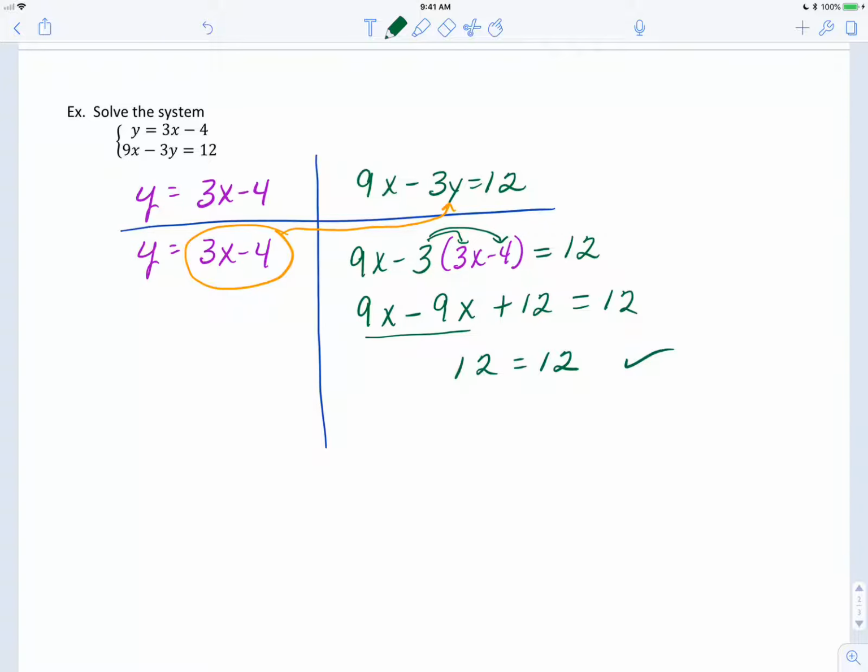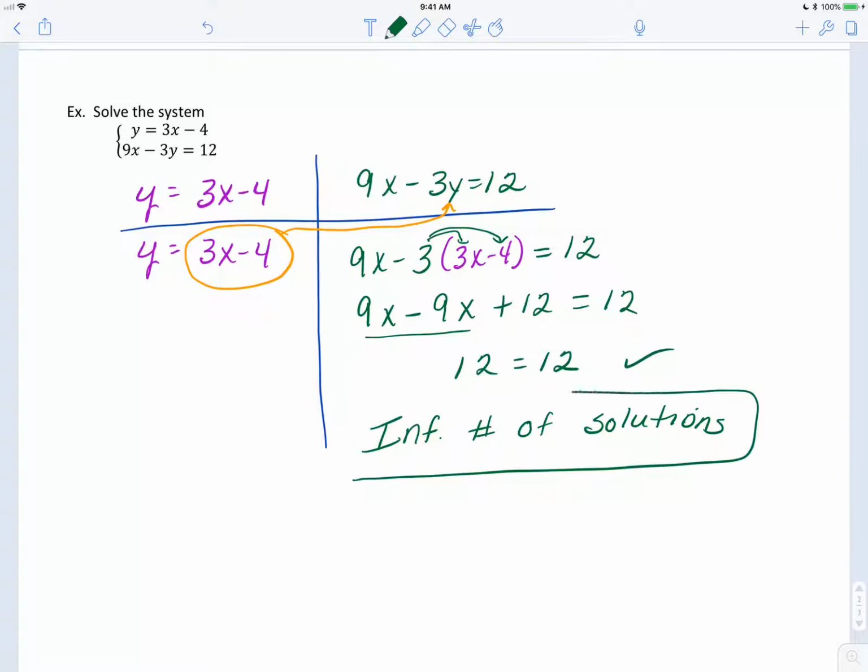So what does this tell us about these two equations? Well, I can't go stick 12 in for anything over here because 12 is just equal to 12. So that means there are an infinite number of solutions. So these are the same line.